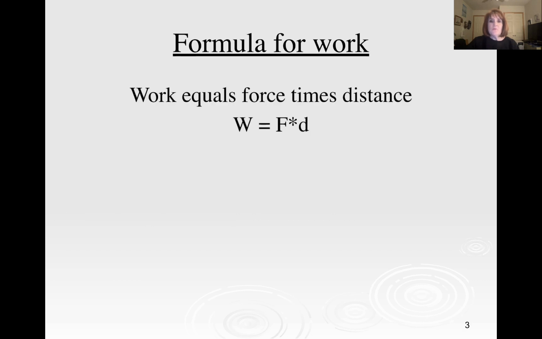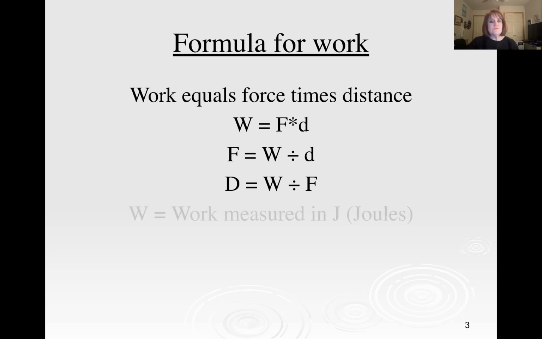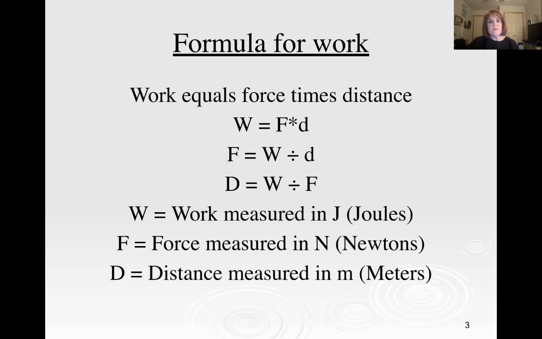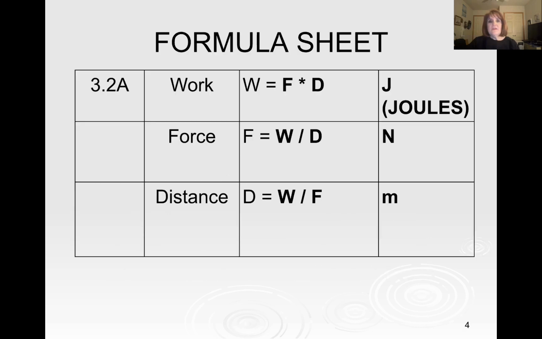The formula for work is equal to force times distance. That means force is equal to work divided by distance, and distance is equal to work divided by force. Work is measured in units of joules, force is measured in newtons, and distance is measured in meters. You need to update your formula sheet with this information.